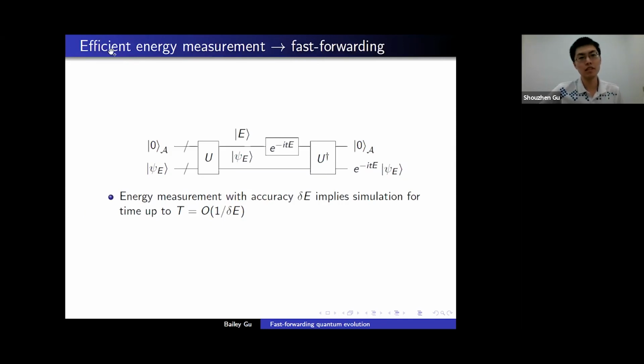Conversely, suppose that we're able to do efficient energy measurements. This means that if we start with an eigenstate, then we apply some unitary, and we can get an encoding of the energy in a separate register. Then we can apply a phase onto this new register, e to the minus i t E. If we undo the energy measurement circuit, we have basically put the phase onto the eigenstate. If we have a superposition of eigenstates, it works the same way, and we will achieve simulation of the Hamiltonian. The analysis for this one shows that if we do energy measurement with accuracy delta E, then we can get simulation for time t up to 1 over delta E.